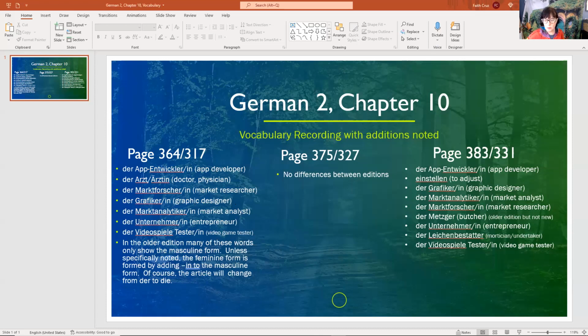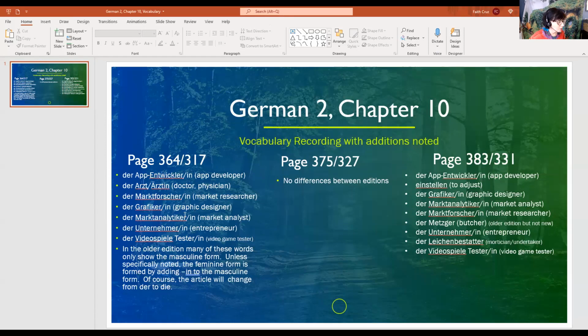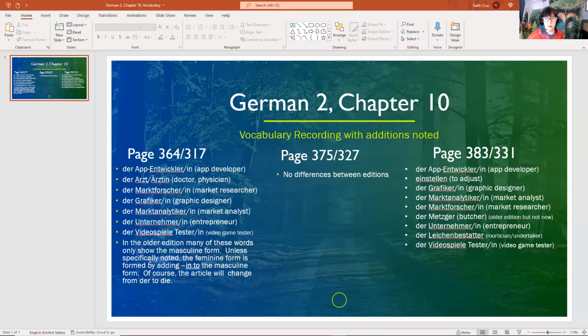So one of the things that is different between the two editions is that the newer edition gives both the masculine and the feminine form of each occupation. So let me just show you here on the slide. You see the very first one says der Abentwickler, and then if it was a woman, it would be die Abentwicklerin.